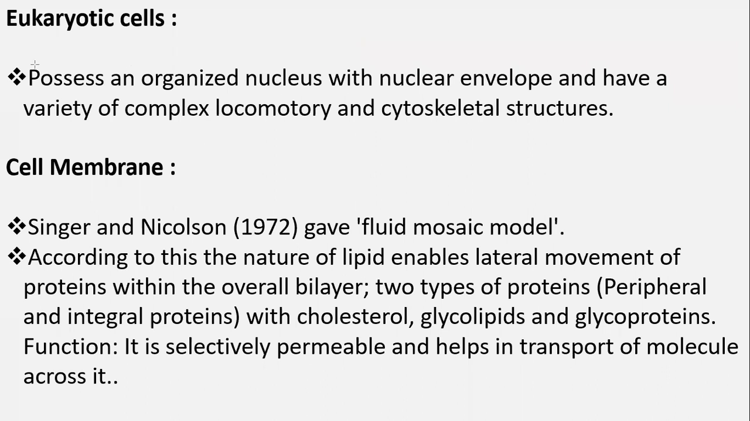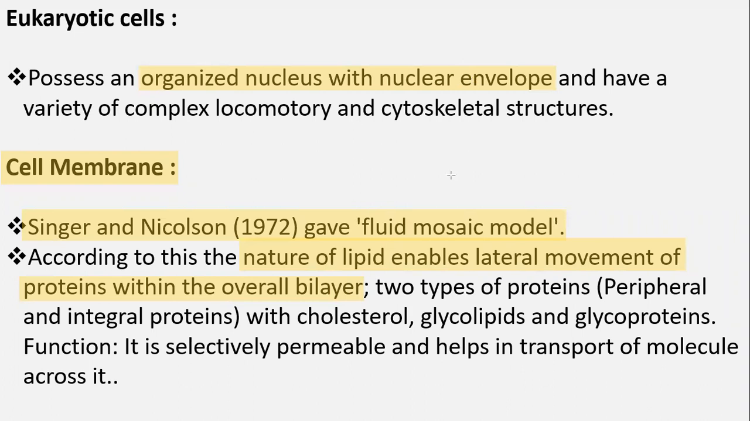So they have an organized nucleus with a nuclear envelope and have a variety of complex locomotory and cytoskeletal structure. First, let's discuss about the cell membrane. The cell membrane model was proposed by Singer and Nicholson, 1972, the fluid mosaic model. According to this, the nature of the lipid, that is, the lipid bilayer, enables the lateral movement of proteins within the overall lipid bilayer.